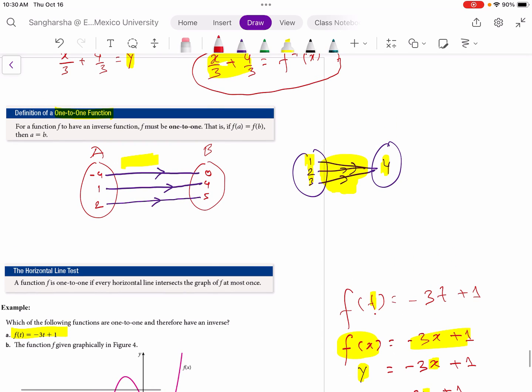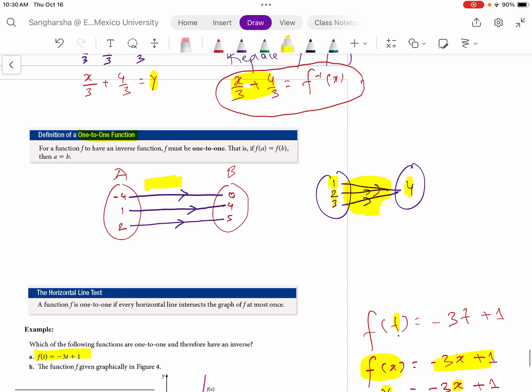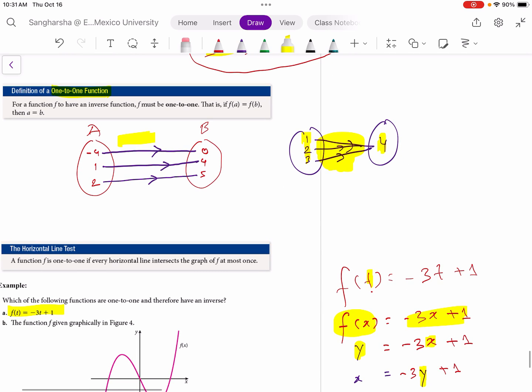Now if we have a function, and if that function is one-to-one, then that function has its inverse. Every one-to-one function has an inverse function. If our function is not one-to-one, then the function does not have its inverse. So to have an inverse of a function, our function has to be one-to-one. To be one-to-one means every input of a function must have its unique output. And if every input of a function has a unique output, then we call that function a one-to-one function.